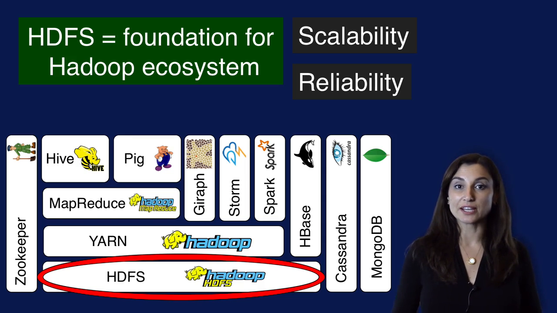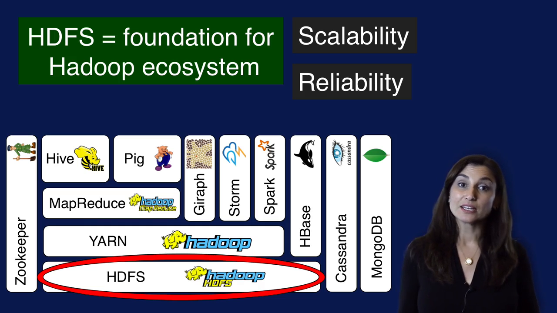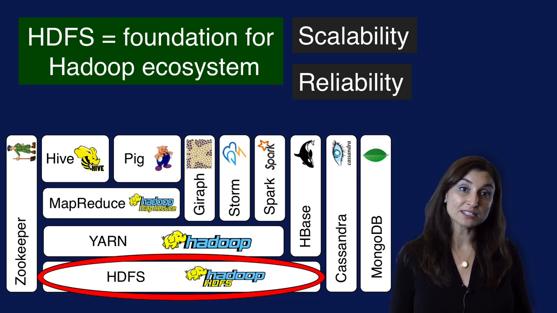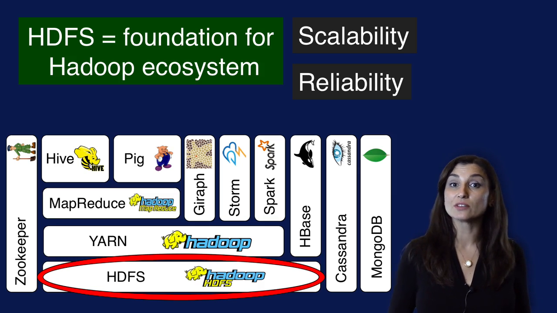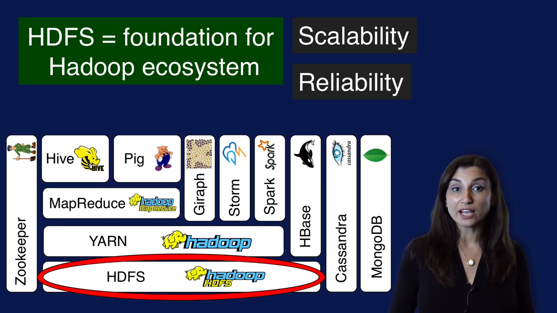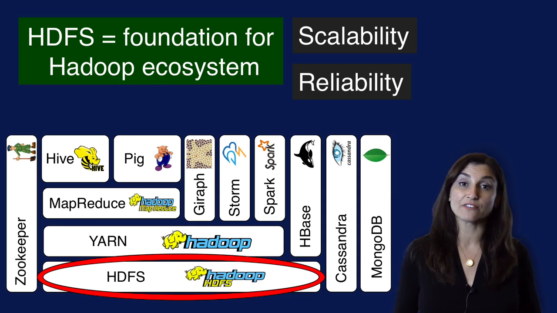As the storage layer, the Hadoop distributed file system, or as we call it, HDFS, serves as the foundation for most tools in the Hadoop ecosystem. It provides two capabilities that are essential for managing big data: scalability to large data sets and reliability to cope with hardware failures.